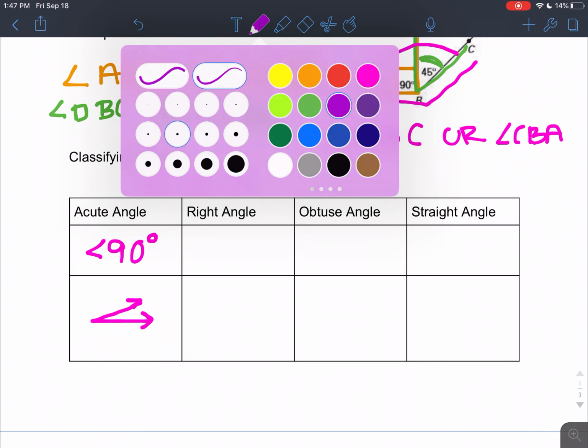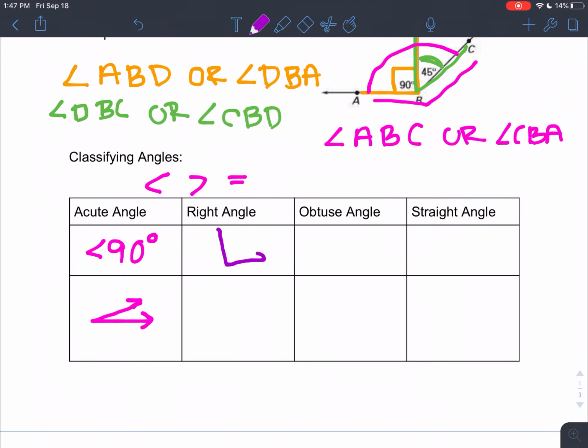A right angle is going to be like a corner. And it will often be marked by this little square. And that would be exactly 90 degrees. It's like the corner of a paper or a book. It's exactly 90 degrees. An obtuse angle is going to be larger. It's going to be greater than 90 degrees. It's big, it's obtuse. It looks like it has a big open mouth.